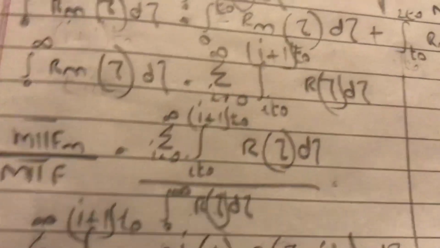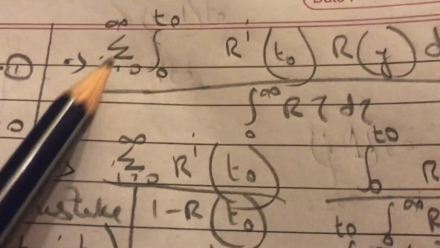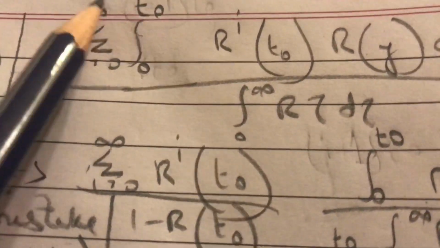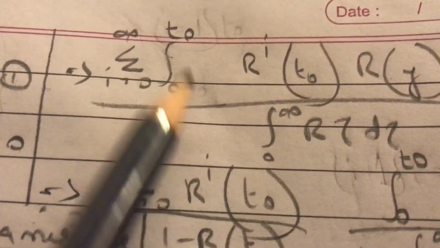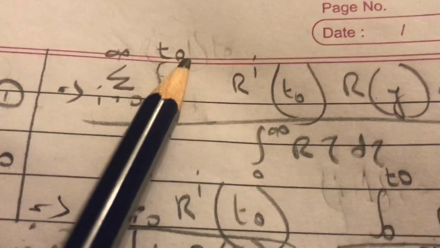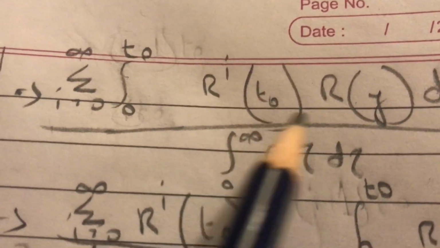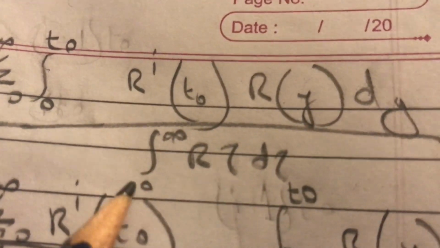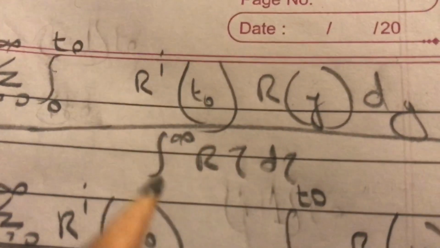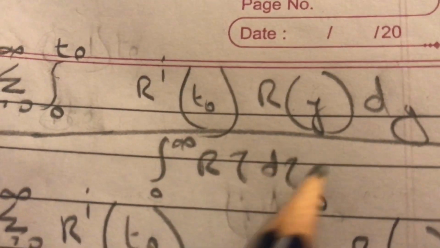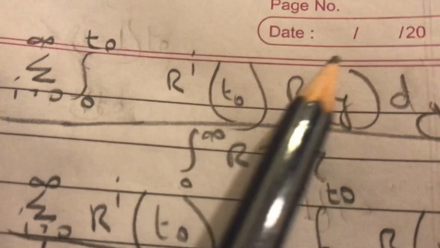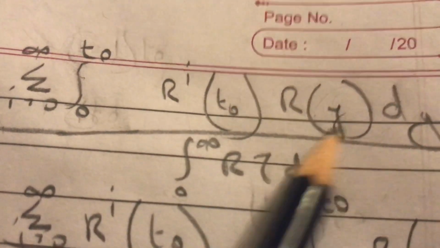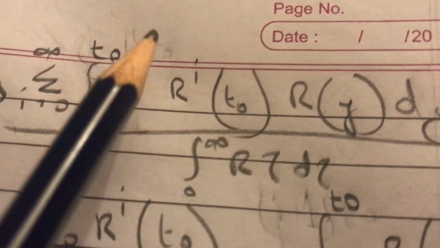So what happens next? After we assume these values as y, the equation becomes the sum of i going from 0 to infinity, and the limit becomes from 0 to t0, R^i(t0) R(y) dy, over the limit going from 0 to infinity of R(tau) d tau. So it becomes like this when we assume tau minus i t0 equals y. So we have got the limit of 0 to t0.